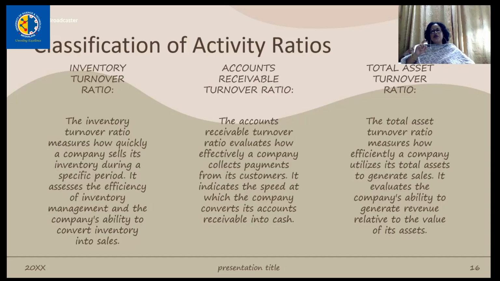Accounts receivable turnover ratio evaluates how effectively a company collects payments from its customers. It indicates the speed at which the company converts its accounts receivable into cash. Total asset turnover ratio measures how efficiently a company utilizes its total assets to generate sales. It evaluates the company's ability to generate revenue relative to the value of its assets.